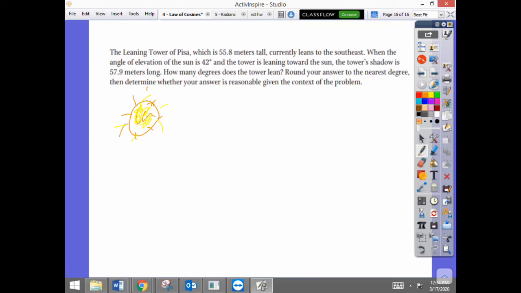Then the Leaning Tower of Pisa kind of leans towards the sun. It's a small lean toward the sun. Angle of elevation. And then its shadow is going to be this way. The angle of elevation right here is 42 degrees. So I'm going to put 42 degrees right there.